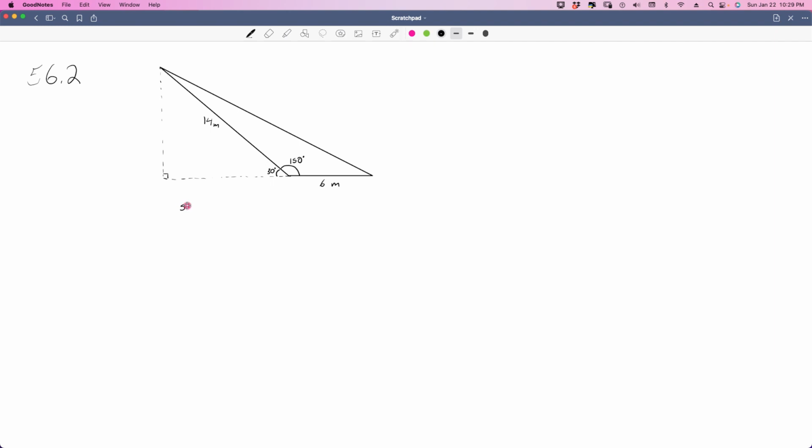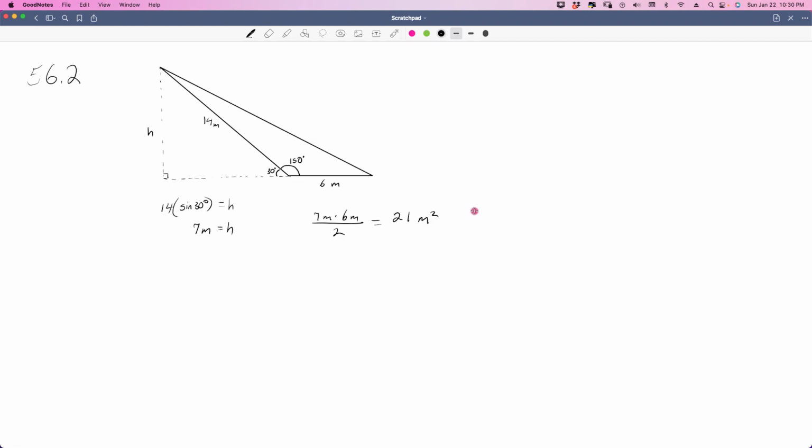We can find the sine of 30 degrees. And the hypotenuse is 14. And that is going to equal our height. So our height would be 14 times the sine of 30 degrees. So that would be 7 meters is the height. So now we have a height and we have a base. So 7 meters times 6 meters divided by 2 is going to equal 21 meters square. That is the area of this triangle.